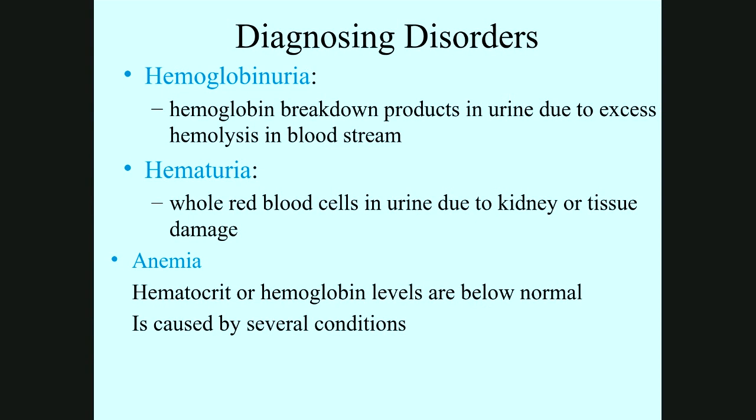Other disorders: hemoglobinuria, hemoglobin breakdown product in the urine due to excess hemolysis in the bloodstream. Hematuria, where red blood cells can be found in the urine due to kidney failure, for example, or some other tissue damage. Anemia is actually an abnormal level of hemoglobin, really below normal, and this can be caused by several conditions.